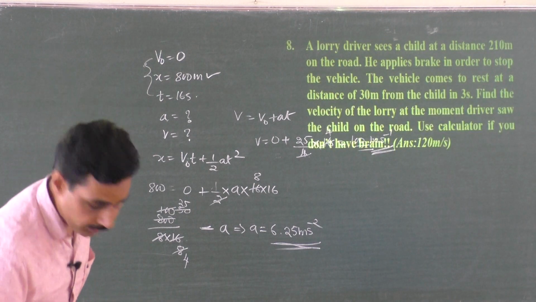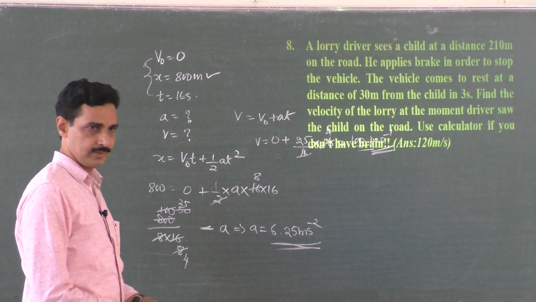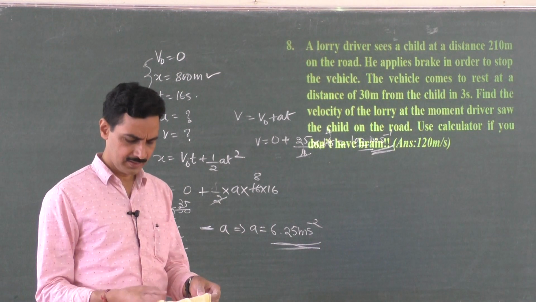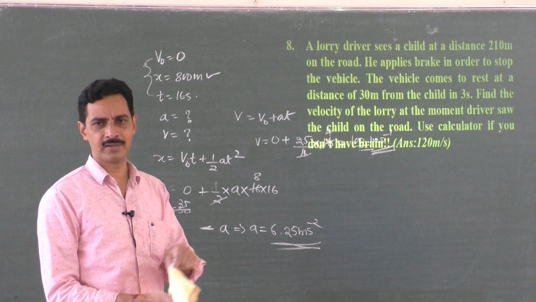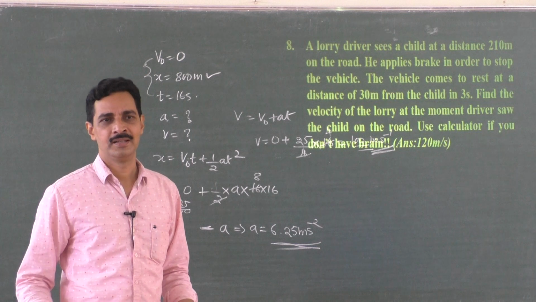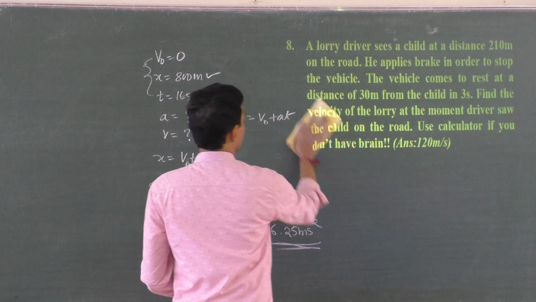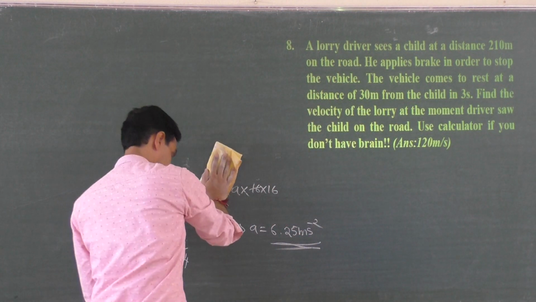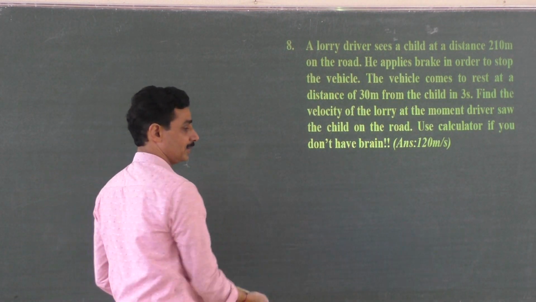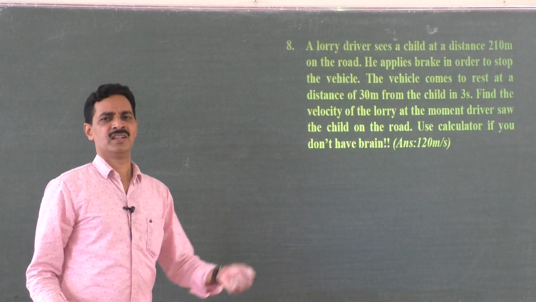8th one. A lorry driver sees a child at a distance of 210 meters on the road. Okay, imagine you yourself are a driver. Lorry driver job itself is not a bad job, because so many people are living as lorry drivers. They are leading a happy life, earning money and saving money, making their children study and preparing engineers, doctors and so many people. So they are also contributing to the society. So imagine that yourself, you are a driver.